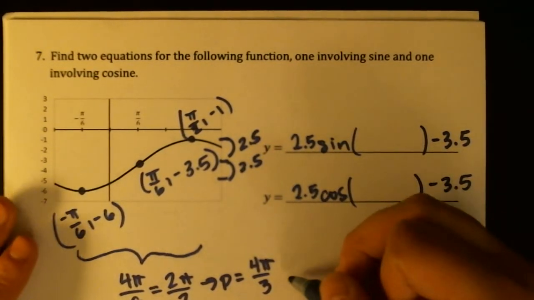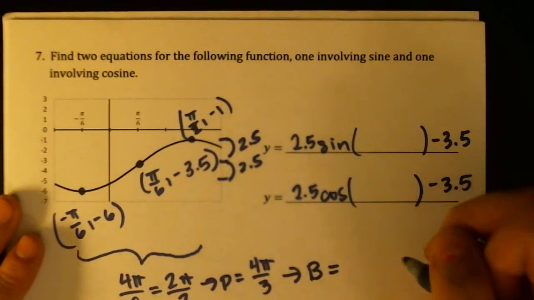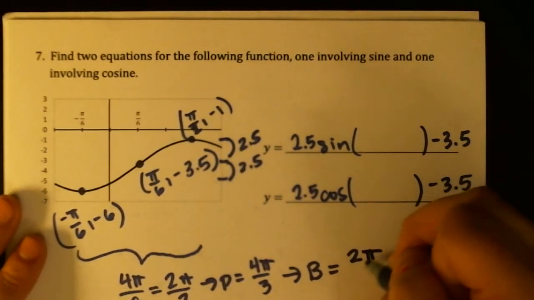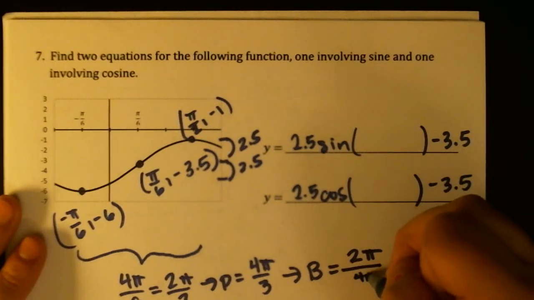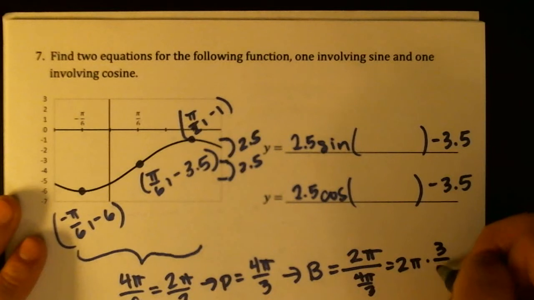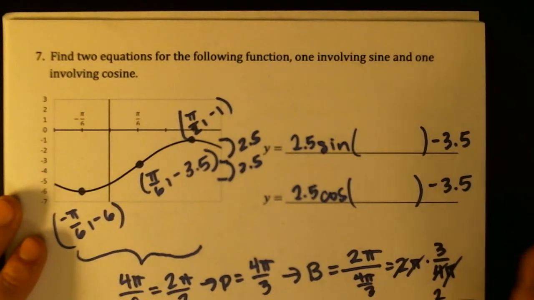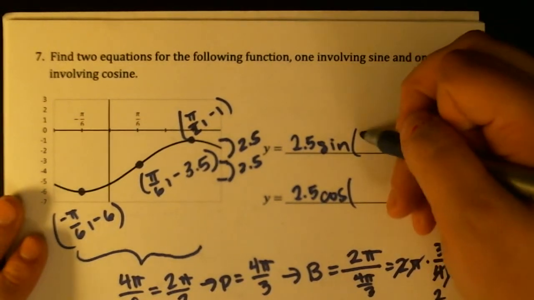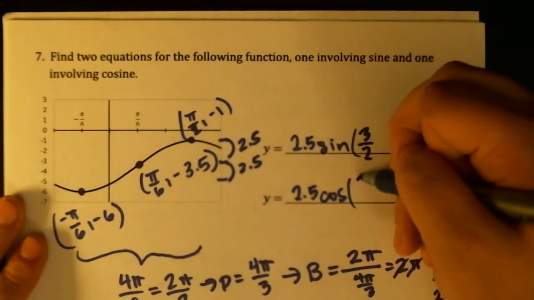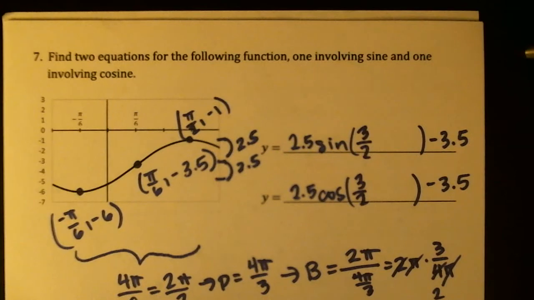Okay, period's always the messy one. If period is 4 pi over 3, our coefficient has to be 2 pi divided by that, which is the same as 2 pi multiplied by 3 over 4 pi. And conveniently, the pi's cancel, and even a 2 cancels, and I'm left with 3/2 as my coefficient. Okay, so we're getting close.